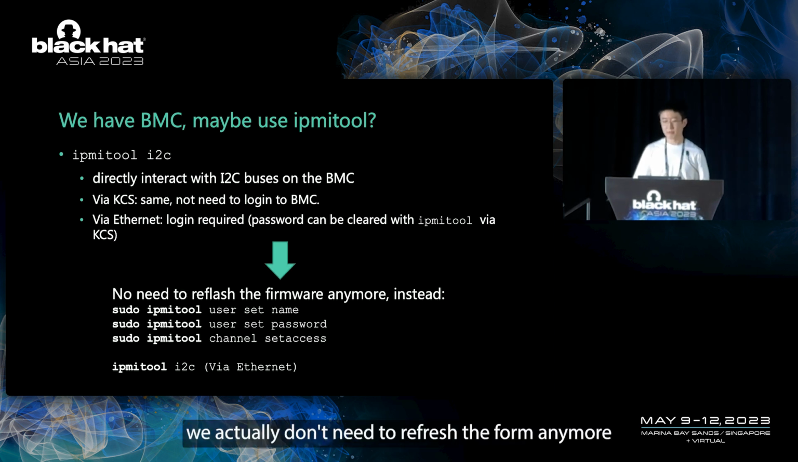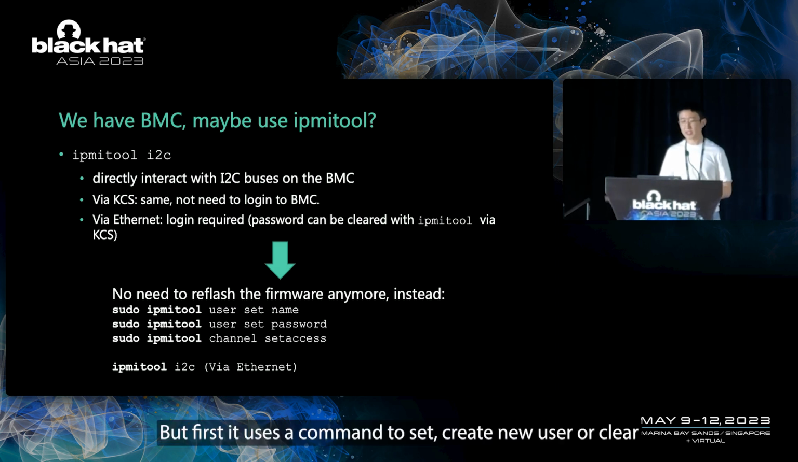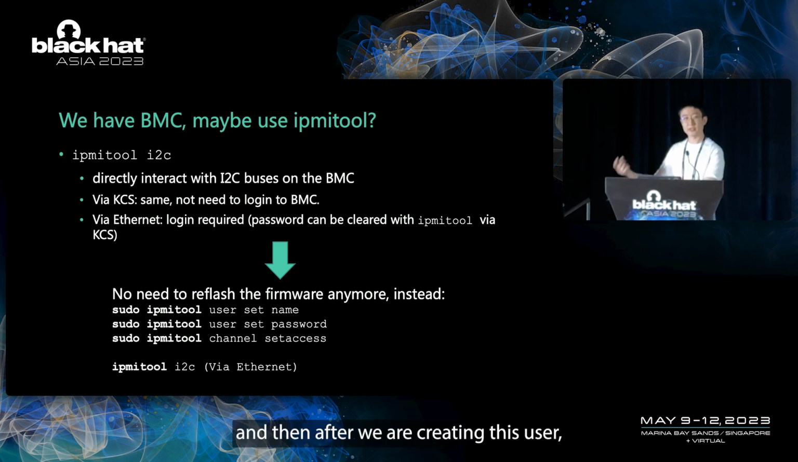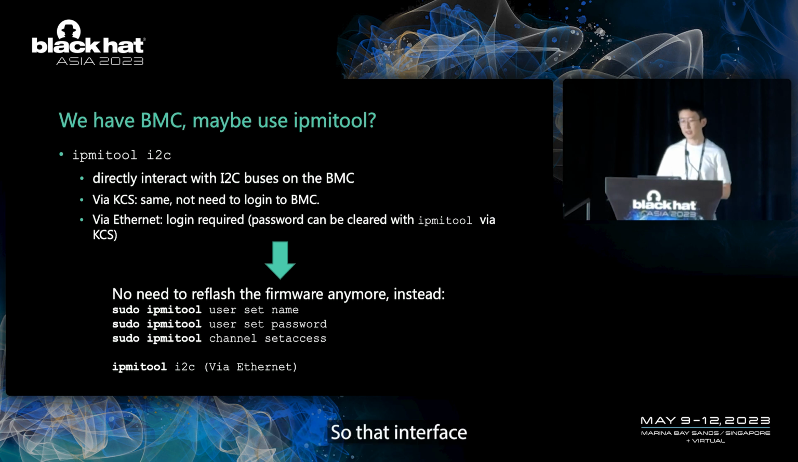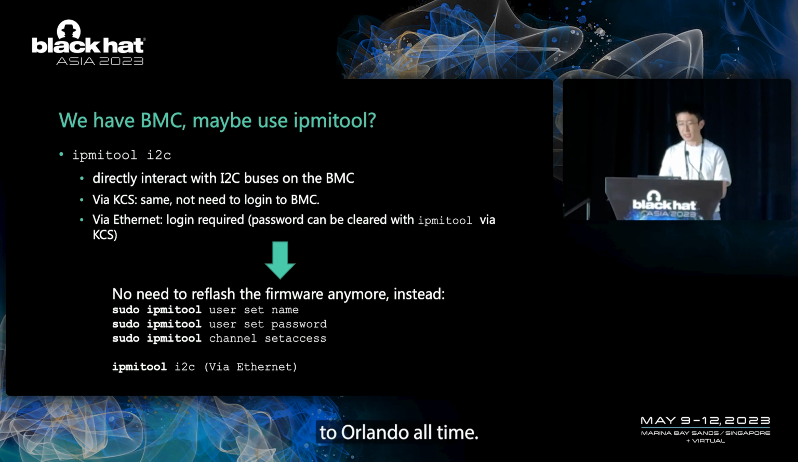So that means we don't need to reflash the firmware anymore. Instead, we can just use this ipmitool. We first use this command to create a new user or clear the password of this user, and then set the access level. After creating this user, we can use the tool through the Ethernet interface, using the ipmitool i2c command to send the PMBus command for undervolting.